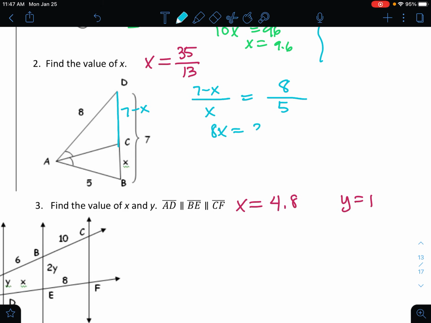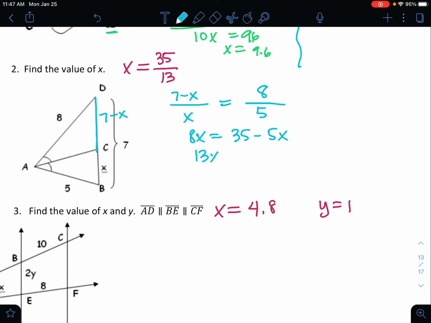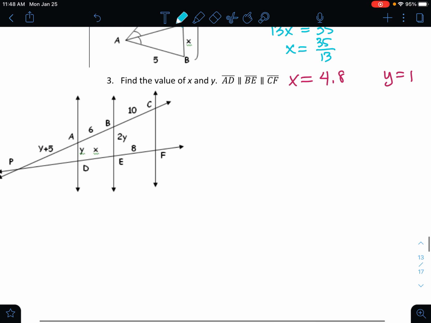Okay, and then from there we can cross multiply. So 8x equals 35 minus 5x. I went ahead and just did the distributing along the way. So add your 5x over. 8 plus 5 is 13. So there's 13x equals 35. And then I divide both sides by 13, so 35 divided by 13. When I divide it out, I clearly see it is not a repeating decimal, it's not a terminating decimal, so I just back up and leave it as a fraction. Okay, number 3.